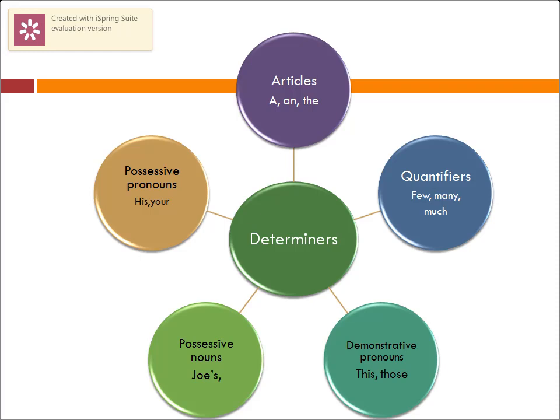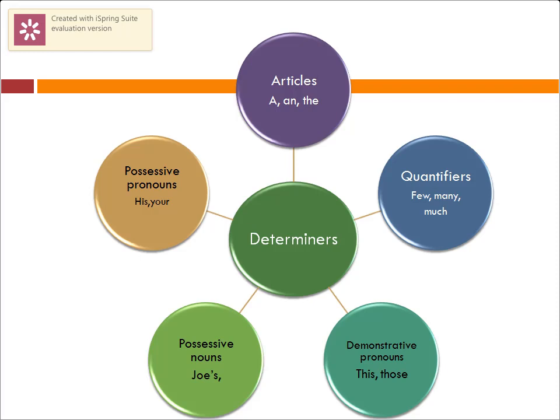Now, determiners are of many types. Some of the very prominent determiners are articles a, an, and the, or possessive pronouns like his, your, my, mine, or possessive nouns Joe's, Ramesh's, etc. Or the quantifiers, the indefinite pronouns too, like few, many, much, little, and so on. Even the demonstrative pronouns like this, that, these, and those. All of these together are called determiners.